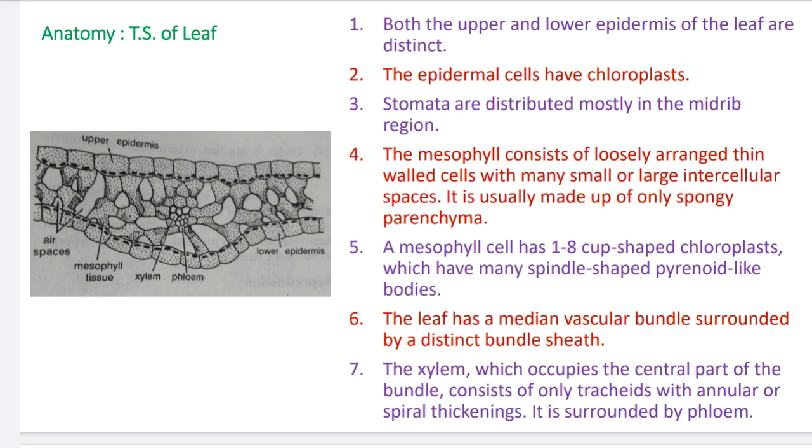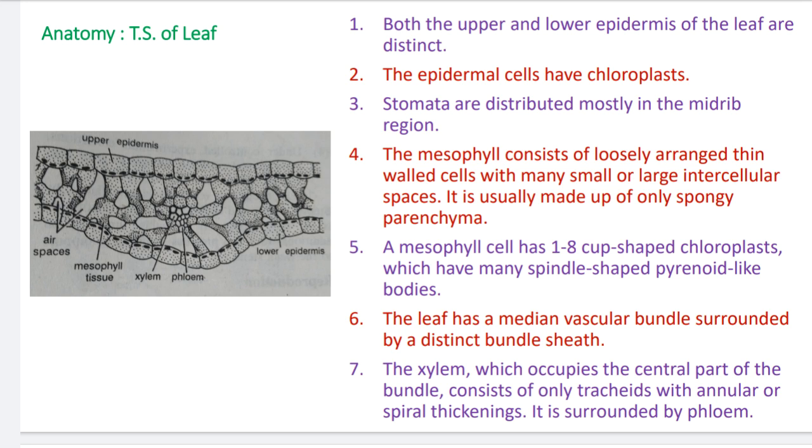Number 4, the mesophyll means the tissue present in between the two epidermis, upper and lower. The mesophyll consists of loosely arranged thin-walled cells with many small or large intercellular spaces. These intercellular spaces are easily seen in the diagram. It is usually made up of spongy parenchyma, and this mesophyll is made by the spongy parenchyma.